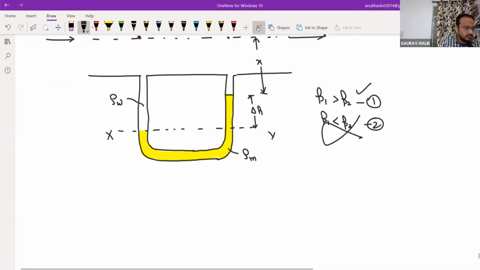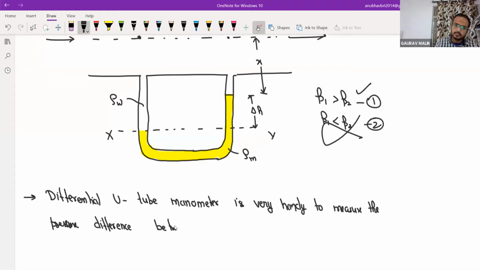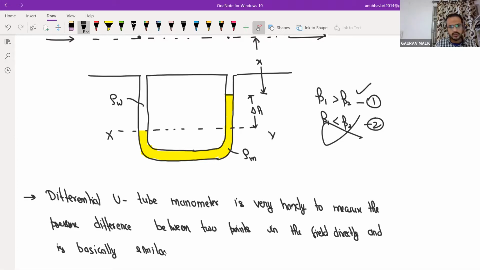Write down. Differential U-tube manometer is very handy to measure the pressure difference between 2 points in the field directly and is basically similar to the U-tube manometer.